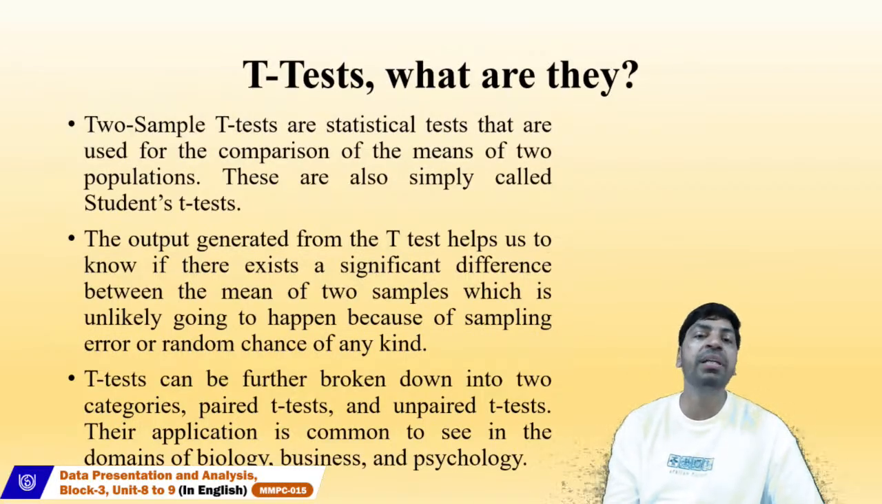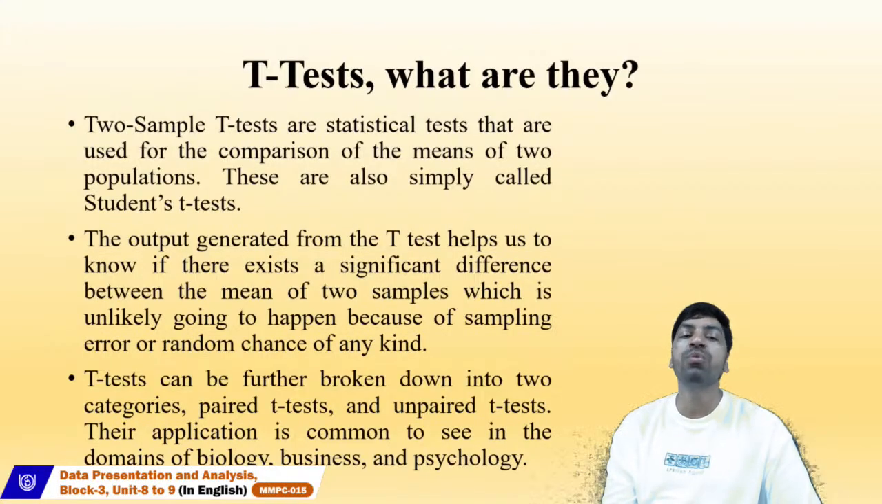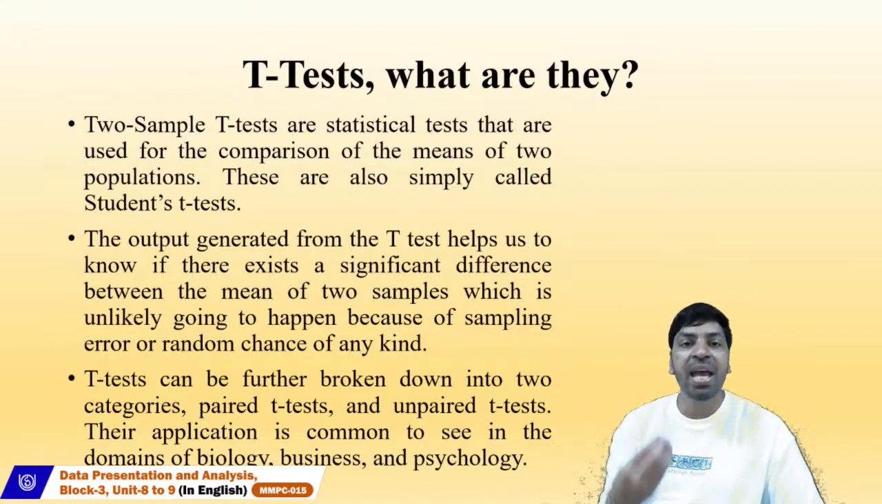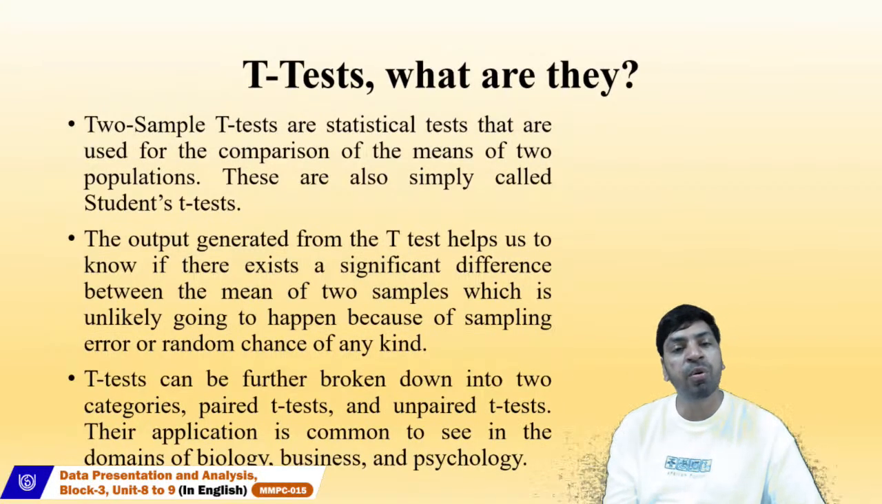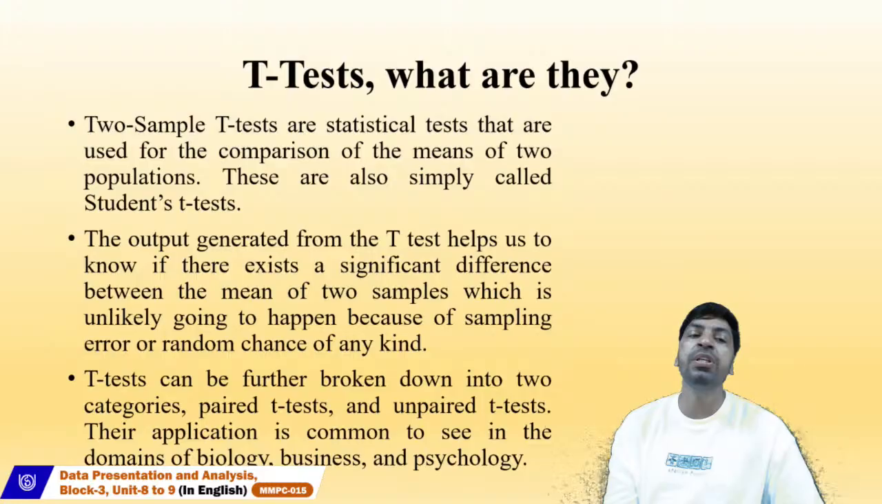It's generated from the t-test, which helps to know whether there is a significant difference between the means of two samples or not. So the main purpose of the t-test is just to identify whether there is a significant difference between the means of two samples or not, which is going to be included in the study. And if it is not, it could be due to sampling error or random chance of any kind.